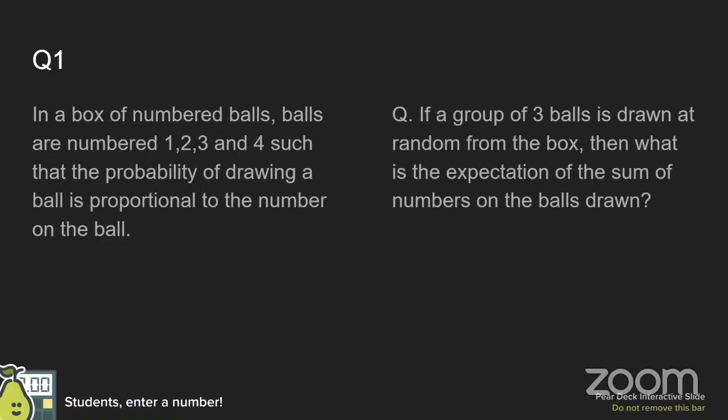So this is question 1. Previously it was a warm-up one. Now in question 1, you have the same description. The question is, if a group of 3 balls is drawn at random from the box, then what is the expectation of the sum of the numbers of the balls drawn? You can take 2 minutes to solve this and then we'll discuss it. This won't have any slide deck, we'll just be discussing it.